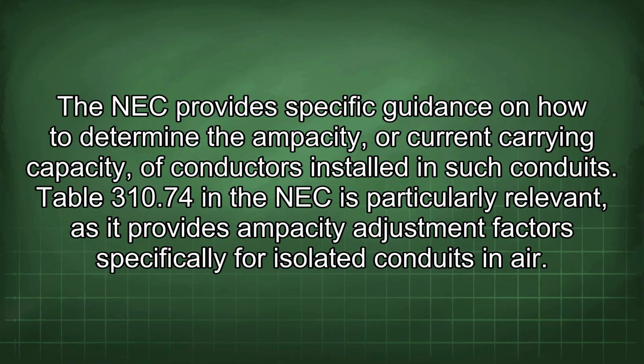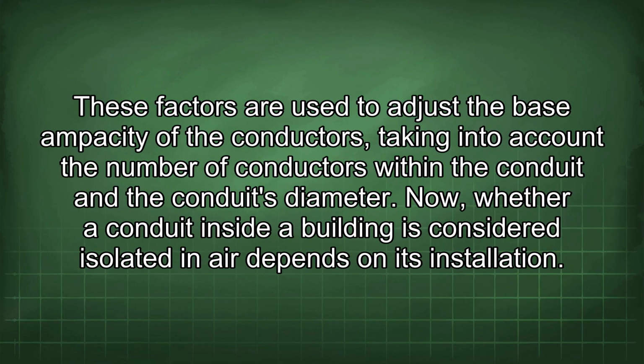conduits. Table 310.74 in the NEC is particularly relevant as it provides ampacity adjustment factors specifically for isolated conduits in air. These factors are used to adjust the base ampacity of the conductors, taking into account the number of conductors within the conduit and the conduit's diameter.